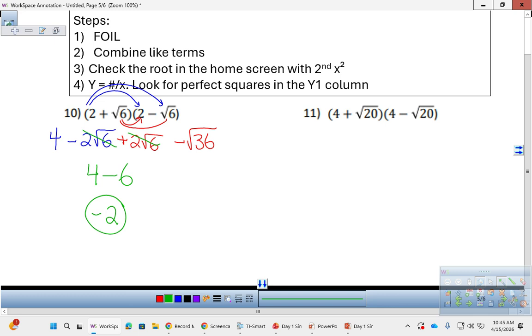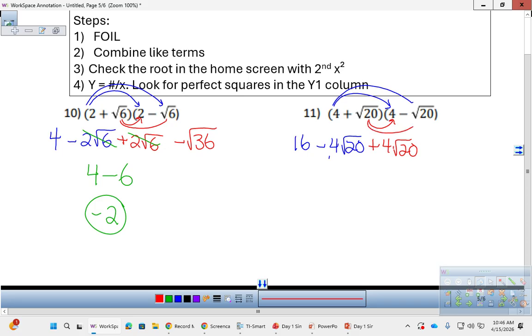All right, so these are considered conjugates because the first number matches and the second number's opposite. If this was like 4 plus root 20, 4 minus root 15, it's not a conjugate, okay? They have to be the same number. Second number has to be opposite. So if I were to FOIL this, I would get 4 times 4, and 4 times negative root 20 would become negative 4 root 20. Just bringing the minus down, I'm making the 4 the coefficient on the 20. And then positive root 20 times 4 is positive 4 root 20.